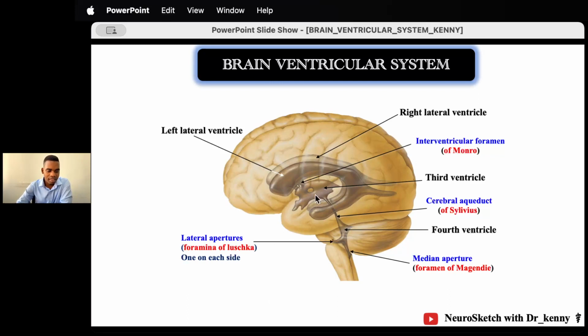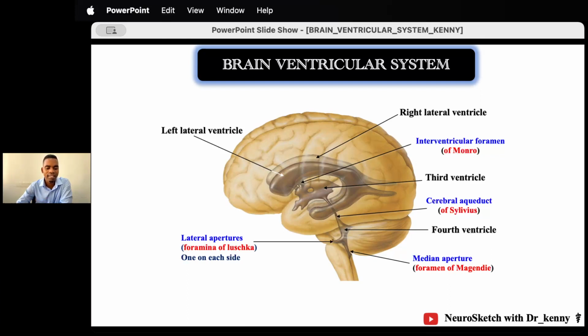Okay, and then from the third ventricle, this fluid will need to go to the fourth ventricle, and I've told you the third ventricle is within the diencephalon, but we have a connection between the third ventricle and the fourth ventricle. This connection is called the cerebral aqueduct, or the aqueduct of Sylvius. But because this aqueduct of Sylvius is within the midbrain, it is also referred to as the cerebral aqueduct of midbrain.